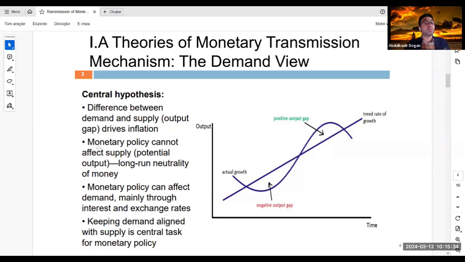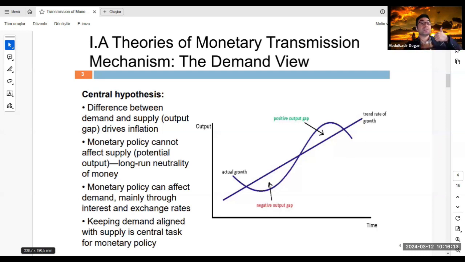So monetary policy cannot affect the supply or potential output, given long-run neutrality. And monetary policy can affect the demand side inflation, mainly through the interest and exchange rate policy. And lastly, keeping demand aligned with the supply is the central task for monetary policy. So what we say is, if the demand goes higher than the supply, meaning we have excess demand, that will be inflation. If the demand is less than the supply, then we will have deflation.